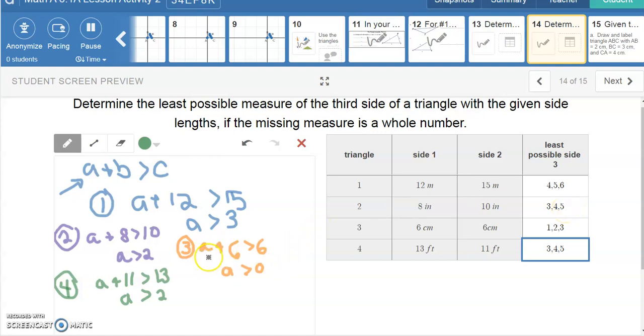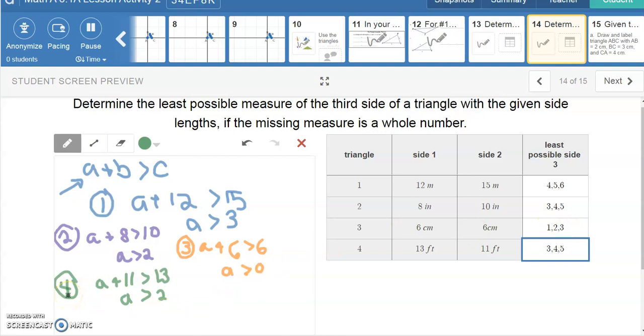If we look at 3, we have 6 and 6 as our two given side lengths, so A plus 6 has to be greater than 6, which means A has to be greater than 0. So maybe 1, 2, and 3, or you could even use fractions there, like 1/2 and 3/4, because those are both greater than 0. Oh, but it says the missing number is a whole number, so I guess we have to use whole numbers, no fractions here.